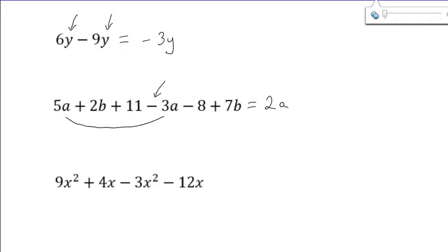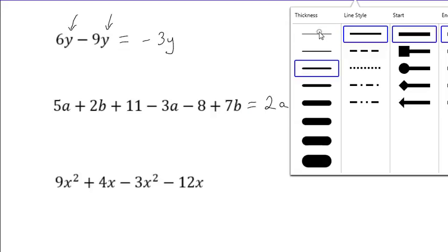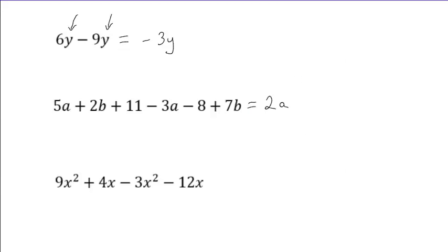So let me erase real quick the work here so that we can try the next one. And so next we have, I want everything the way it was. So now the next pair of like terms, I've got 2b and plus 7b. So we have a positive 2 plus 7. That is a positive or a plus 9b.